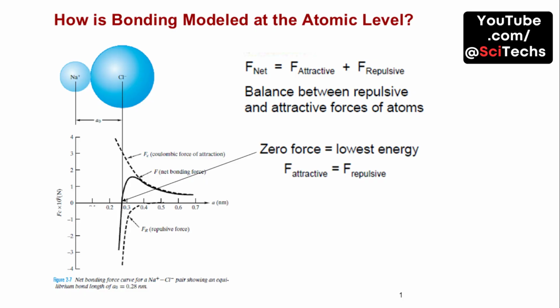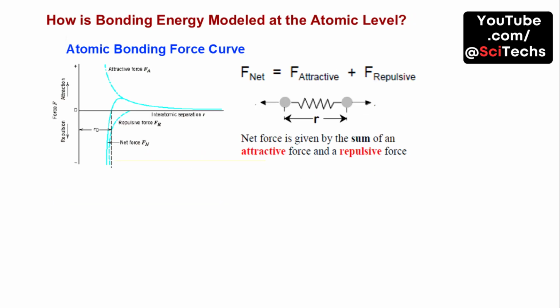Bonding at the atomic level involves a balance between attractive and repulsive forces. The net force, F net, is the sum of these forces, and at zero force, the energy is at its lowest, indicating stable bonding. Bonding energy is modeled using the atomic bonding force curve. The net force is derived from attractive and repulsive forces, providing insights into the stability and strength of atomic bonds.